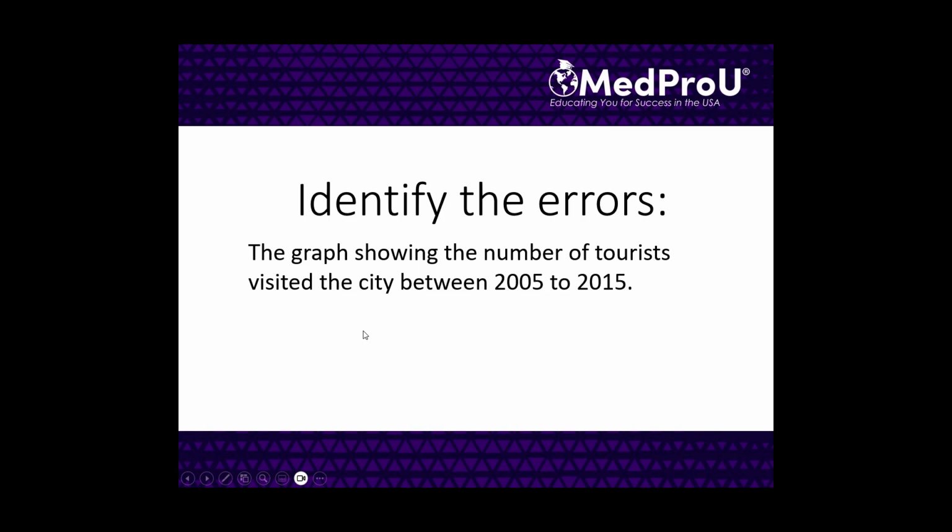I'm going to flash some sentences and let's identify the errors. How about this one? The graph showing the number of tourists visited in the city between 2005 to 2015. Which is incorrect in this sentence? This is our warm up.